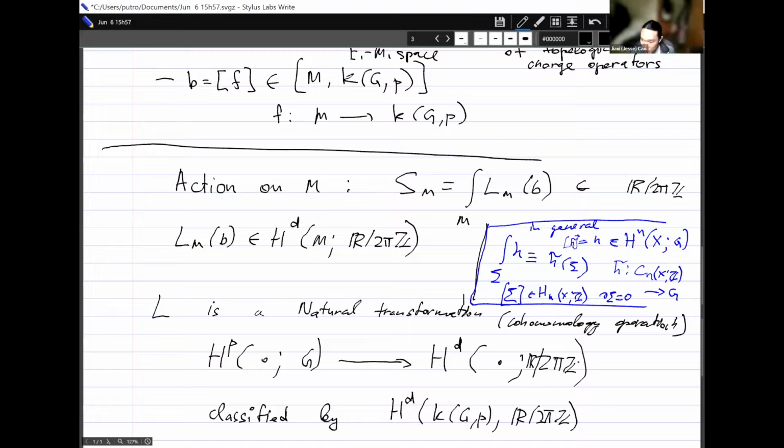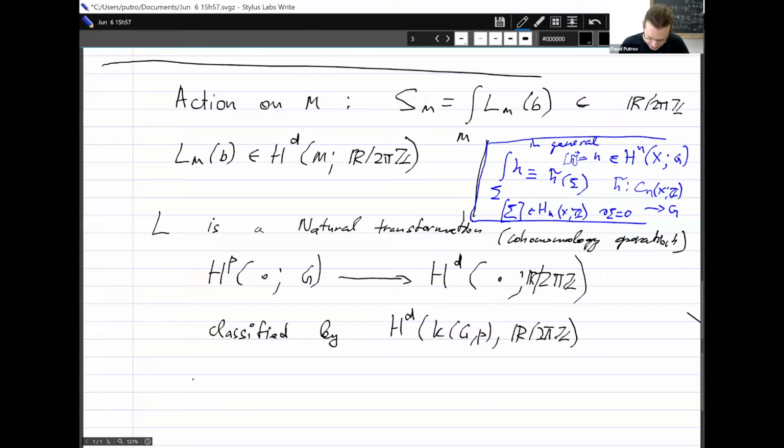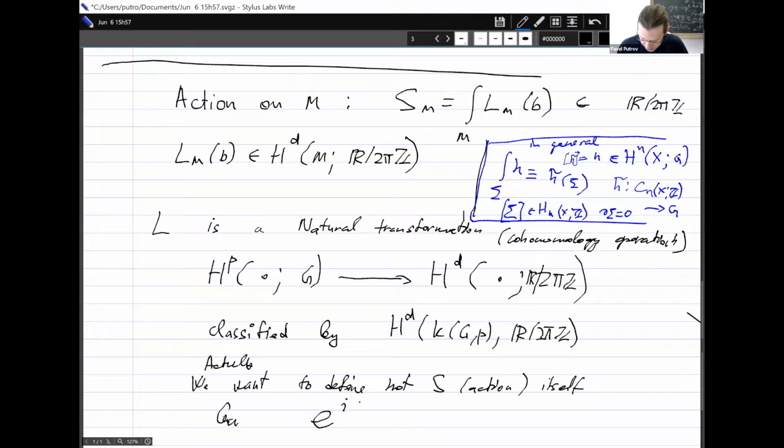Sorry, someone just asked, can you repeat why R mod 2 pi Z there? Okay, so the goal is that we want to define not the action itself, but the exponent of i S divided by h bar. Because this is what we will have in the path integral. Of course, we use the convention that h bar is equal to 1, which is convertible by rescaling our action.